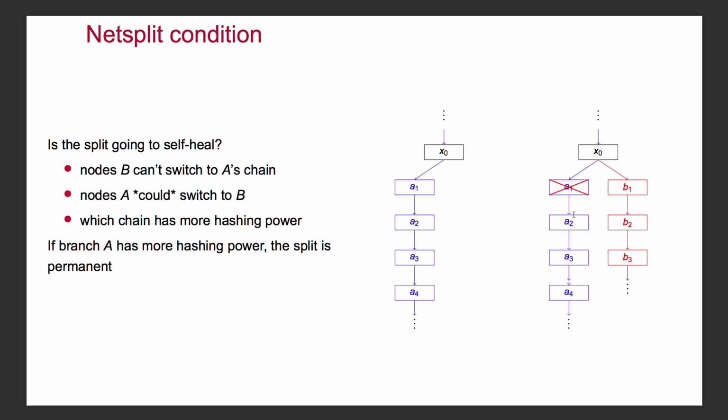So now the question is, is this situation going to self-heal? Are all nodes going to start looking at the same blockchain or not? This is going to happen only if chain B outpaces chain A, because nodes B can't switch to chain A since they don't accept the A1 block. However, nodes A could switch to chain B, because there's nothing wrong there. It's just the fact that chain A is stronger than chain B. So if there is more hashing power in chain B, then the situation will heal. If not, then the split will be permanent.